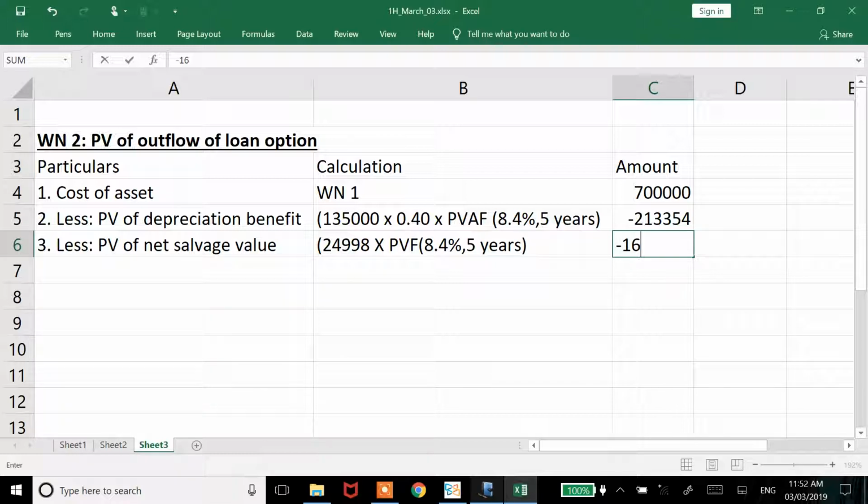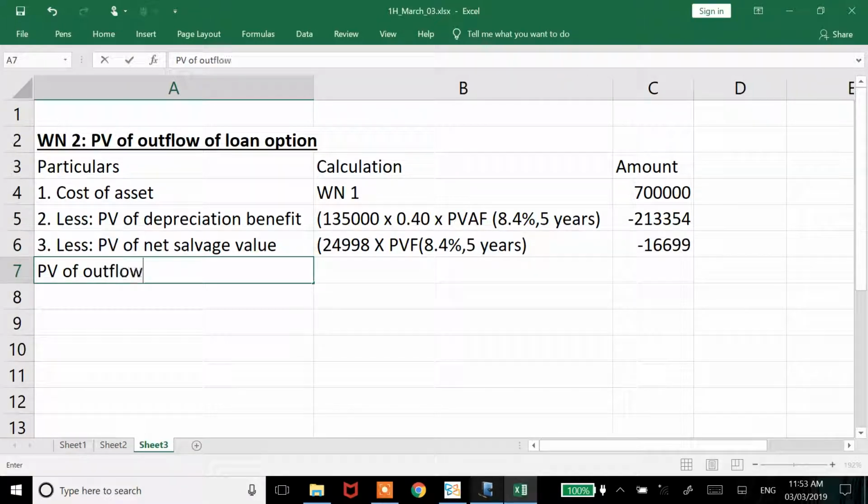Correct. So in that case, NSV and sale value is same. Your salvage value is sale value minus capital gain tax. In a hurry, sometimes people take it as capital gain minus. It's not that. It is sale value minus tax. In all those questions, the book value was 0, so it was working out that way. Present value of net salvage value is 16,699.